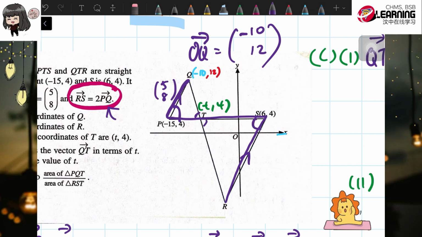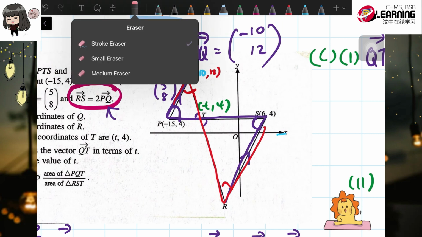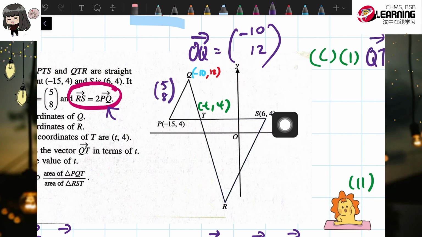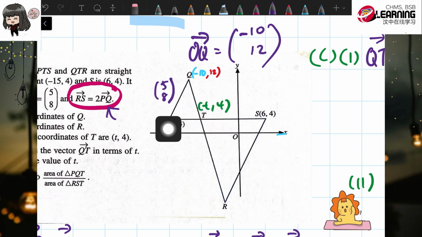We call it alternate angle, and the other angle is also the same. This angle is the same because of the parallel line. We call it alternate angle. So because of the parallel line, we can know that they are similar triangles. So the ratio of this line to this line is 1 to 2. The ratio of this length to this length is also 1 to 2. The ratio here is 1 to 2. So we know that this is a straight line.